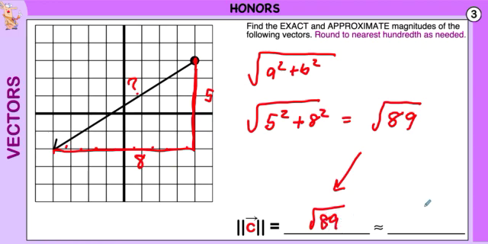And then we punch that into the calculator and we get 9.4339, and it goes on. So if we're going to the nearest hundredth, we'll look at this digit here, 9.43. Okay, that was number 3.